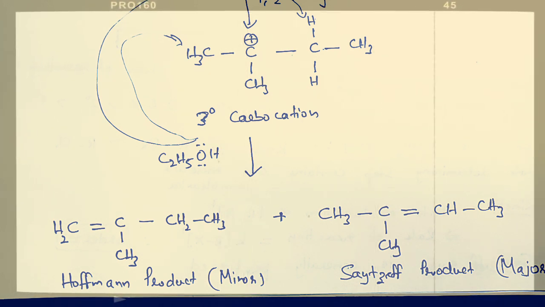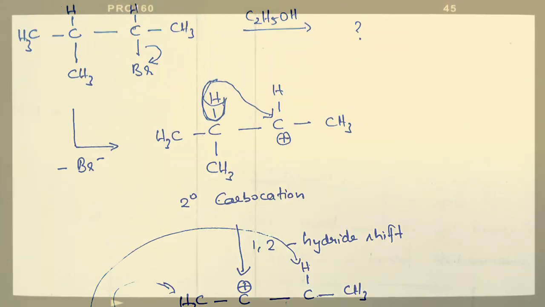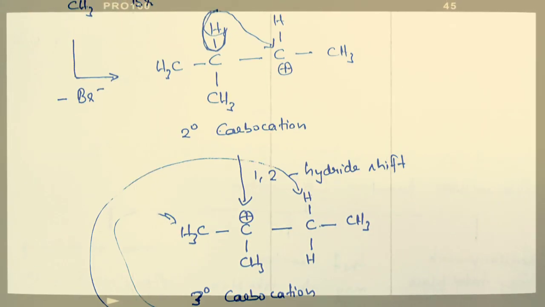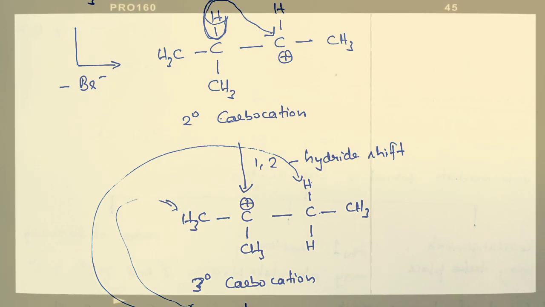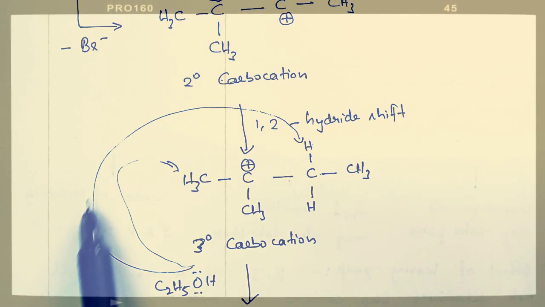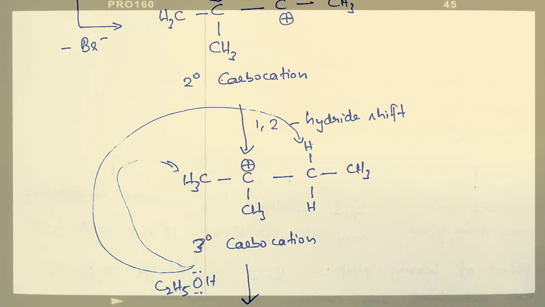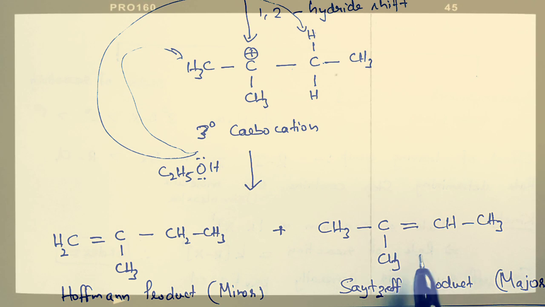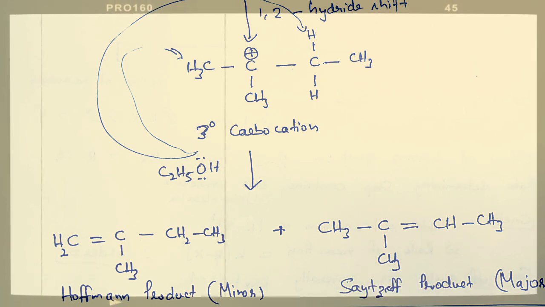So this is the reaction, these are the products. Just again observe here, 1,2 hydride shift is taking place to form a more stable carbocation. The beta hydrogens may be removed in two ways. Saytzeff product.